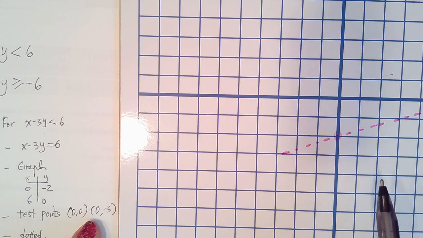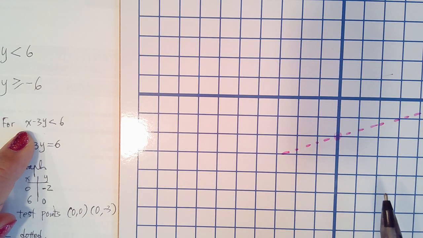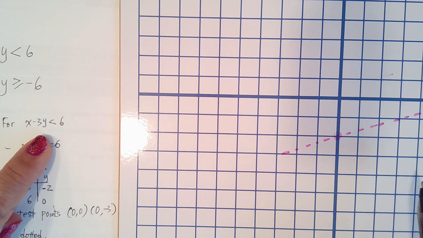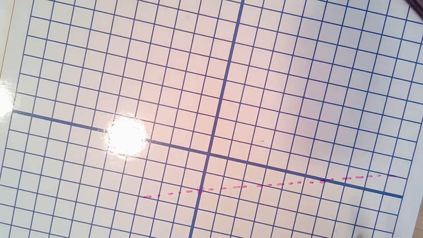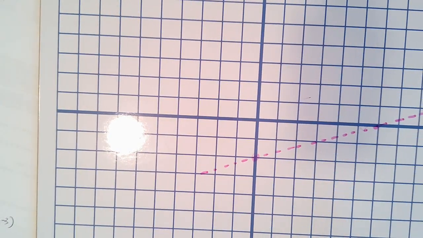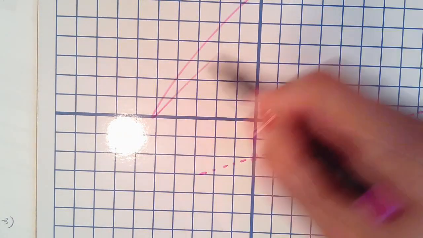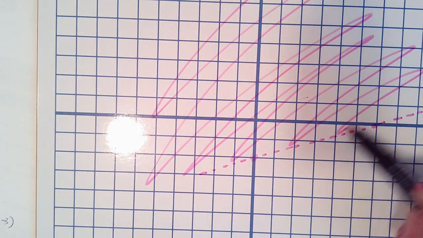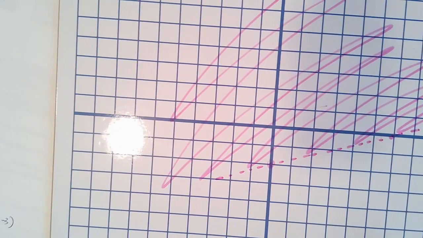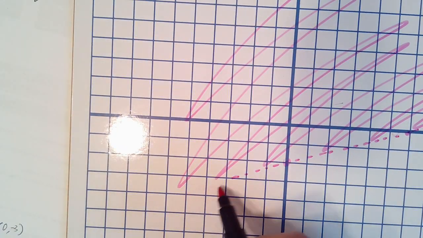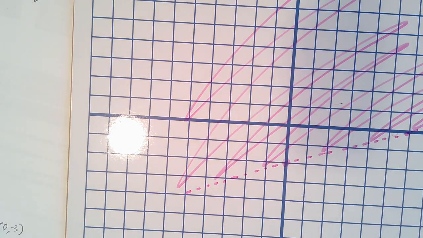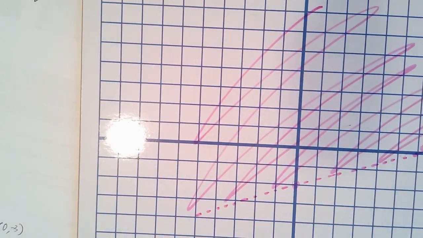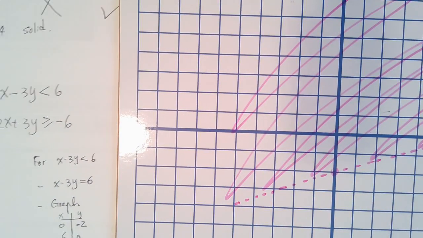And then 0, negative 3. 0 minus 3 times negative 3 is positive 9. So 9 is not less than 6. Therefore, I have this region I can shade. Sorry, I try to keep that straight. So I can shade this region. Okay, that would be the solution region for my first inequality. All right. And then I'm going to work on the second one.